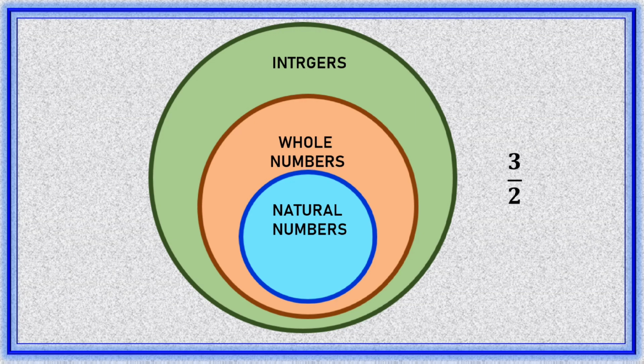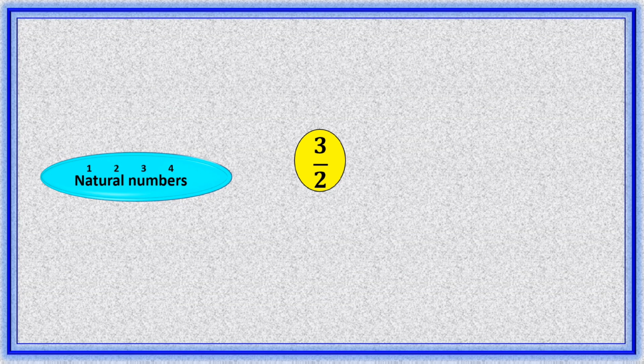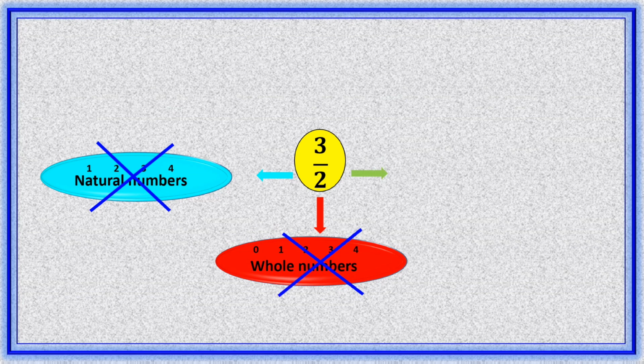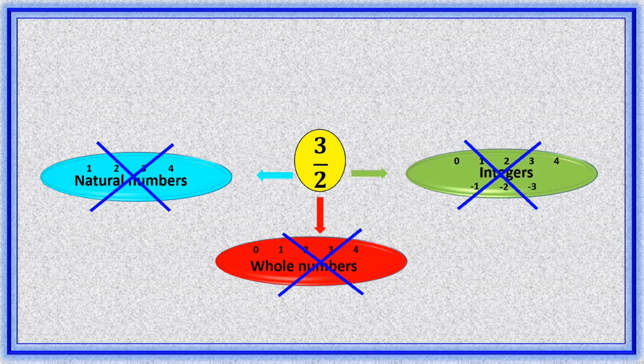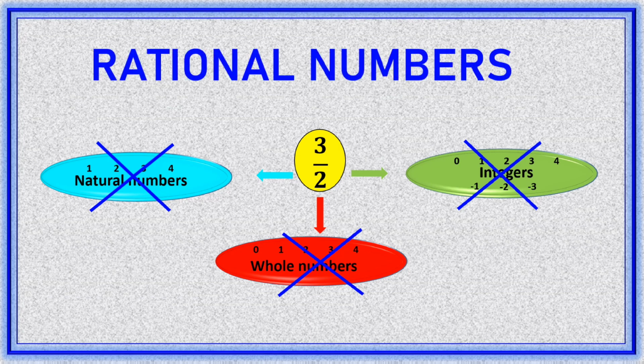And what about 3 by 2? The numerator and denominator are natural numbers. When you divide natural numbers, this 3 by 2 is not in natural numbers. This 3 by 2 is not in whole numbers. 3 by 2 is not in integers. Then they introduced rational numbers.